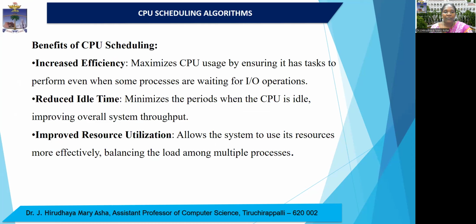Then the benefits of using CPU scheduling. Here we have increased efficiency while using CPU scheduling in an operating system, because it maximizes the CPU usage, so it increases the efficiency and reduces the idle time. Allocating the CPU to the processes on a circular basis or queue basis means there is no need for idling the CPU.